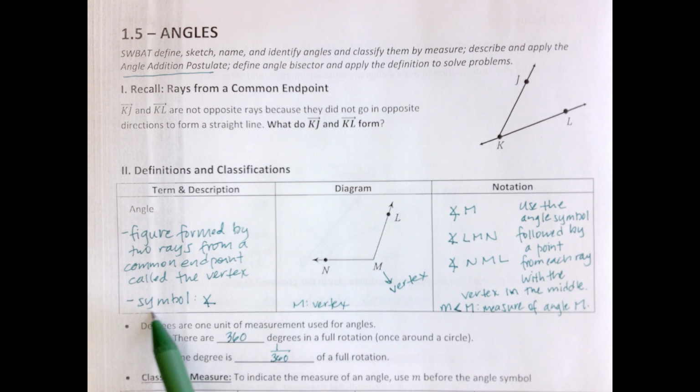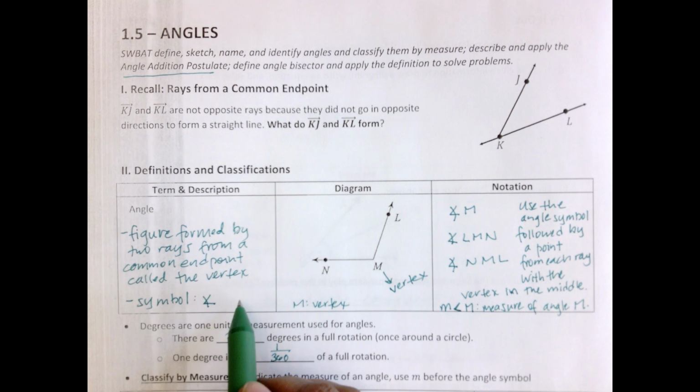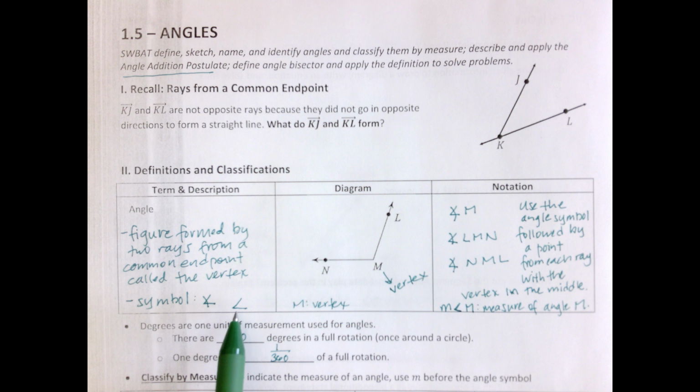The symbol for an angle is this. Some people also write it like this, which is perfectly fine, but it gets confusing when you're using the greater than and less than symbol with it. So I don't do that, but if you choose to write it like that, I will not penalize you, okay?